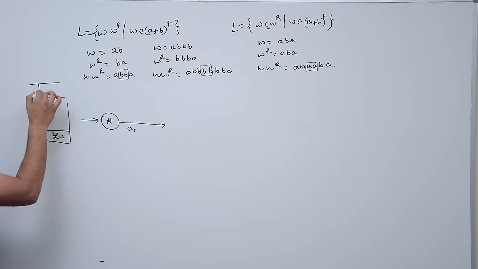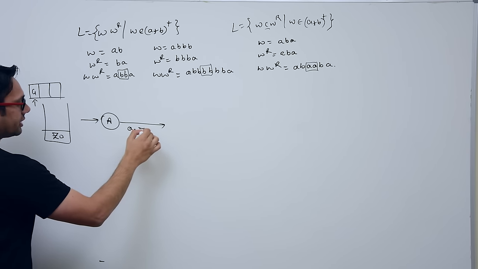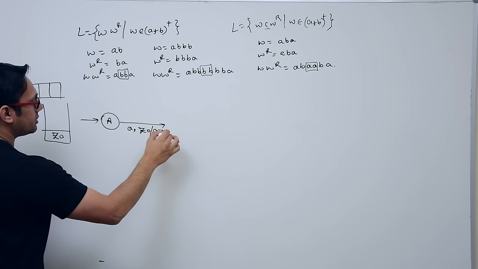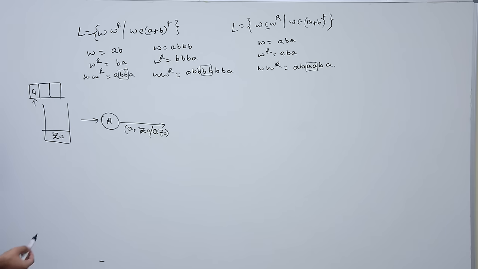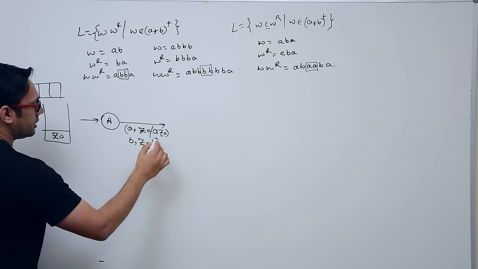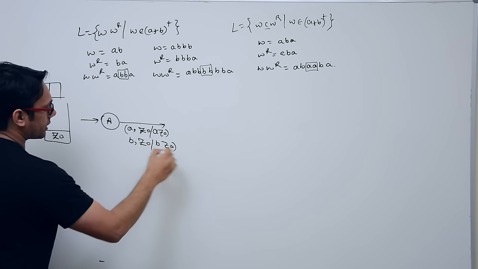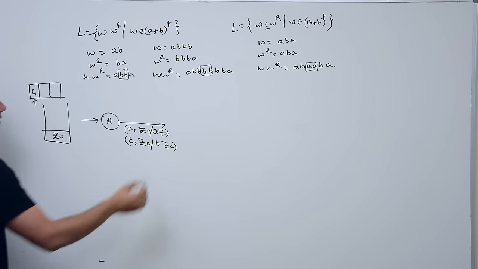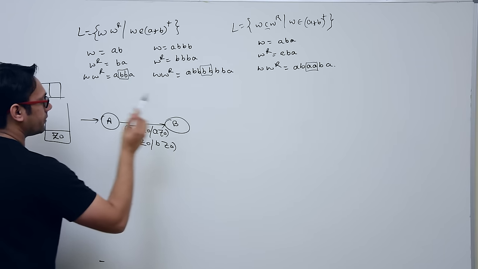If the first symbol in the string is A and the stack is containing Z0, then you put this A inside the stack. Or initially if you get a B, and the stack is containing Z0, then you put this B inside the stack. We have already done this. Then we reach the state B.